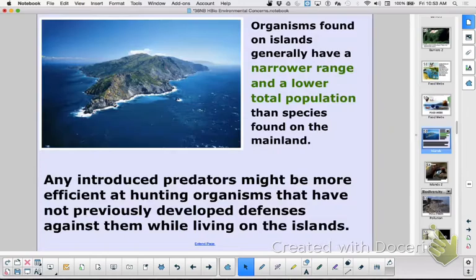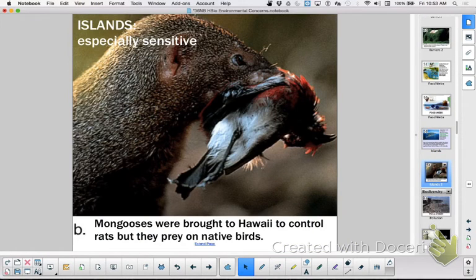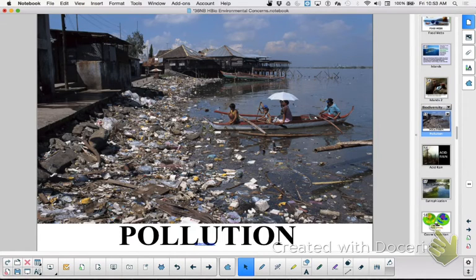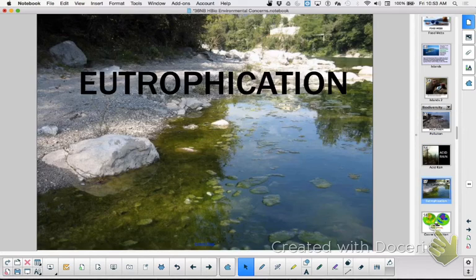we talked about how islands were especially susceptible, and we talked about the whole thing with the mongoose brought in to eat the island rats, and they ended up eating the island birds. Okay, then we talked about pollution, and we talked about acid rain and eutrophication.